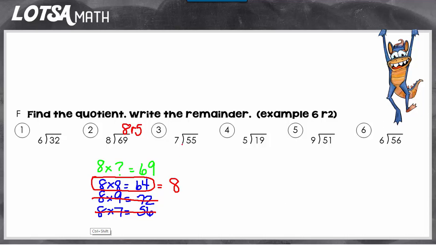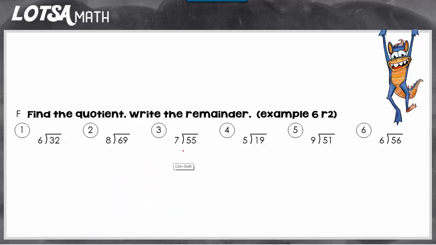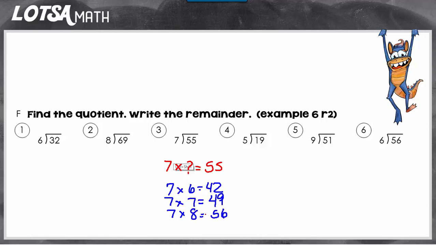Let's look at number 3 now. So for number 3, we have 7 times something equals 55. So we want to figure out 7 times what is closest to 55. So I know that 7 times 6 is 42. It's not that close. So let's try 7 times 7. That's 49. It's getting closer. 7 times 8 is 56. And I see right away that on 7 times 8, it went over. So it's not going to be that. 7 times 6 is not as close as 49.